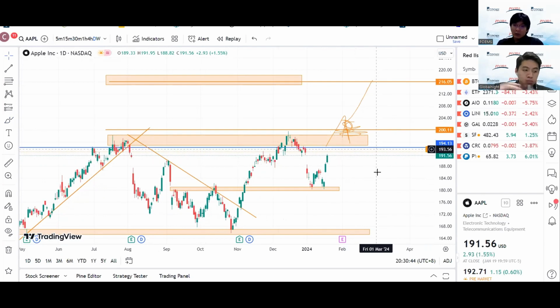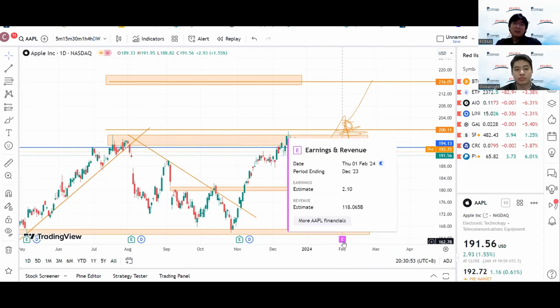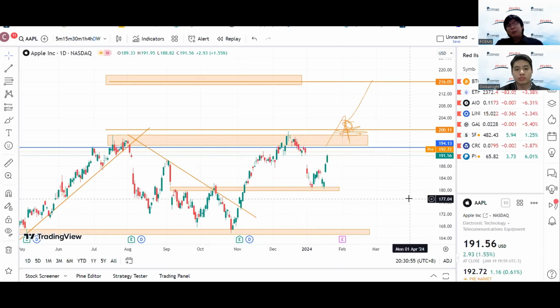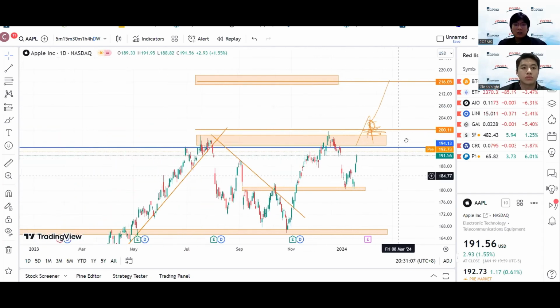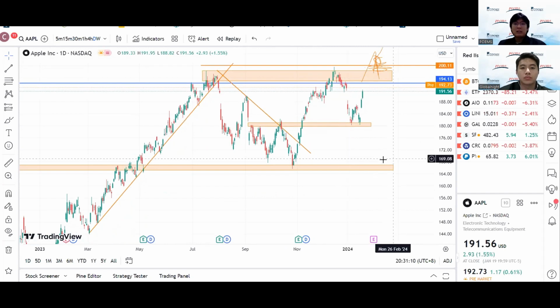Otherwise, looking at probably the next one month, we have earnings coming up in early Feb, so that might push the price slightly higher first. But whether it can hold above is another story, because for the next leg of this bullish movement, we still need price to hold above 200. Otherwise, Apple will still be stuck in this range from 165 to 200.